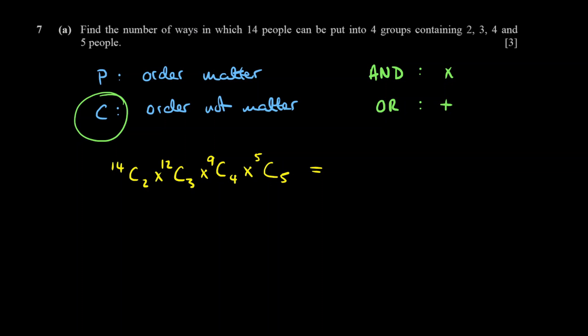So if we were to expand all this, 14C2 is 91. Then we've got to multiply that with 12C3, which is 220. And then I've got 9C4, which is 126. And then 5C5, as I said earlier, is just equal to 1. So now I've got to multiply this all out. I'm going to use my calculator. Okay, and what I get is 2,522,520. So that's going to be part A of this particular question.